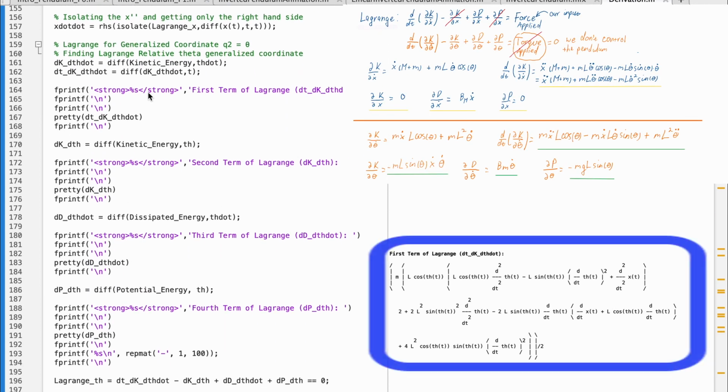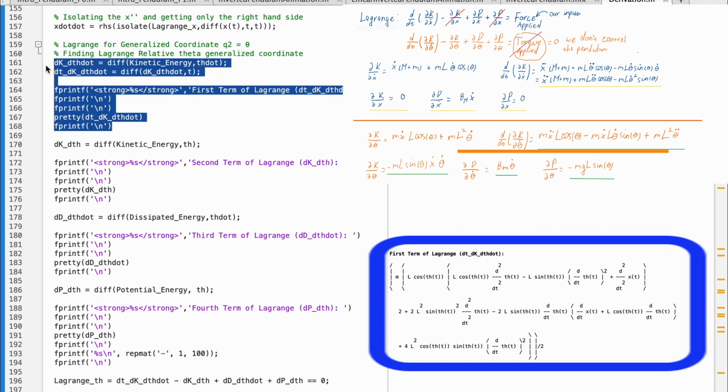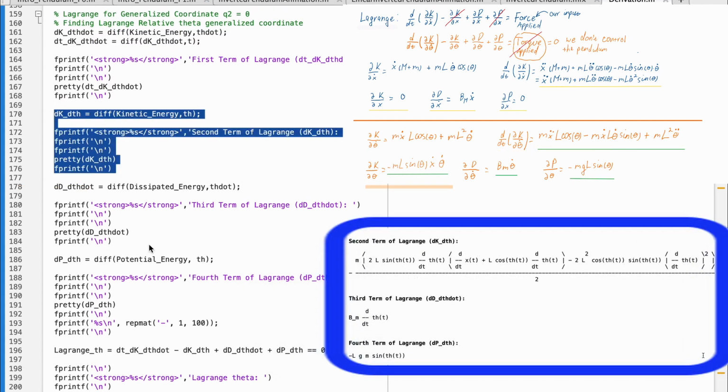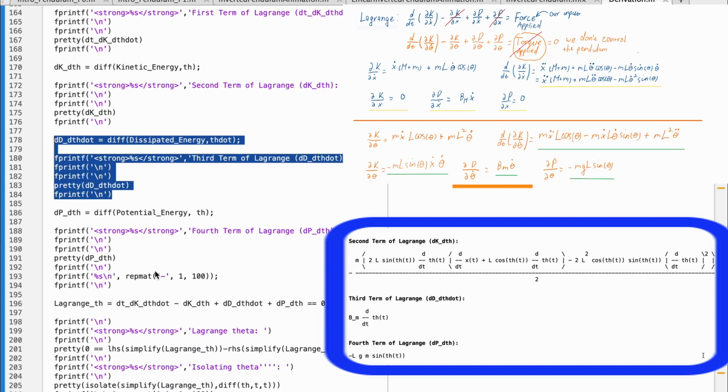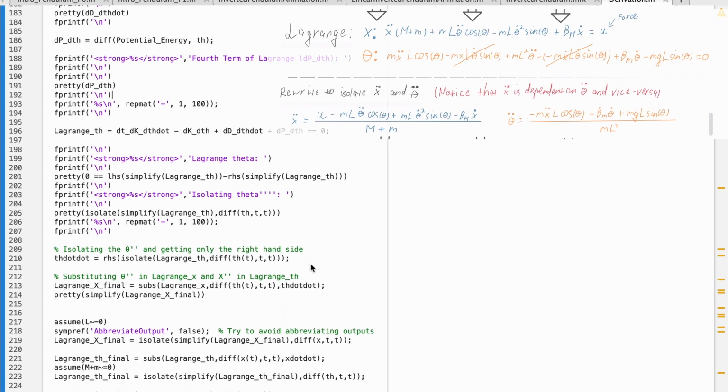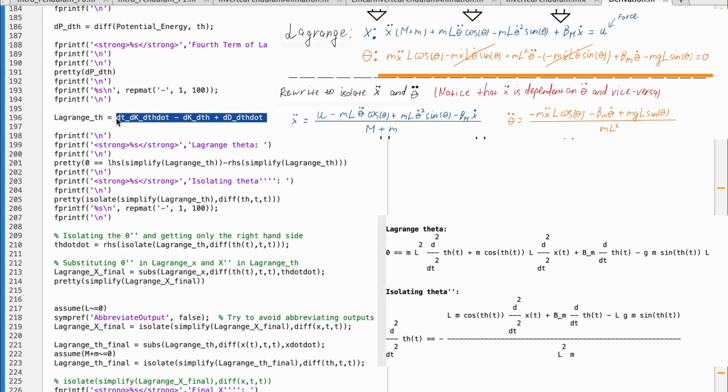We repeat the same steps to get theta double dot, our first term of Lagrange, second term, third, and fourth. Now we put them all on one side and force or torque on the pendulum arm on the other side. Please notice, torque applied is 0 since we are not inputting force directly onto the pendulum arm.